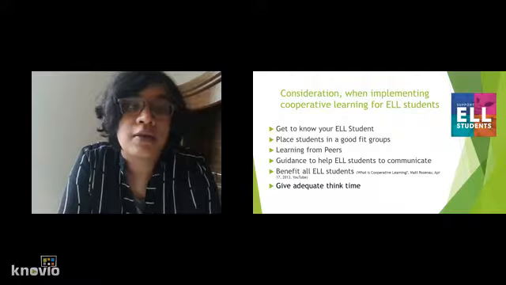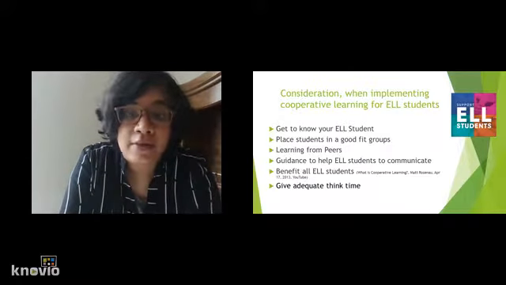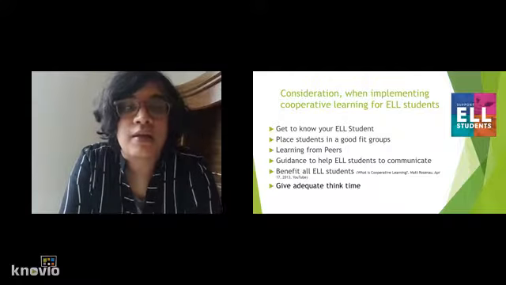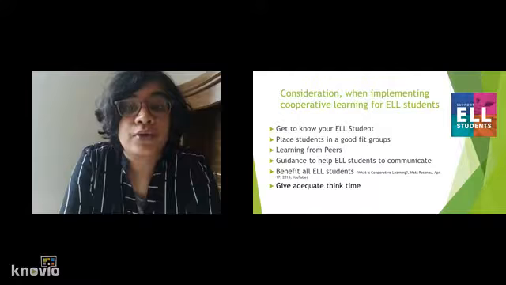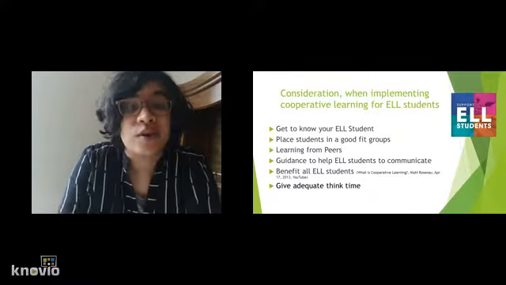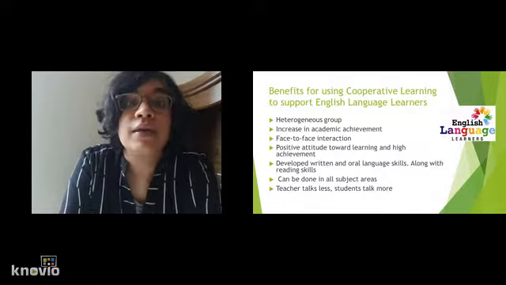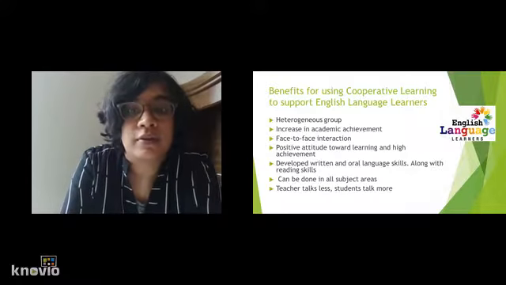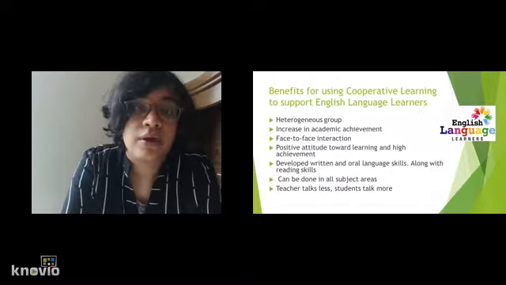Low achieving gets more explanation from various people. High achieving has to explain, which helps to retain information. Give adequate think time. Remember, ELL students are processing 2 or more languages. Cooperative learning allows ELL students to be active participants who are learning from their peers and who are teaching their peers. There are many benefits to cooperative learning.